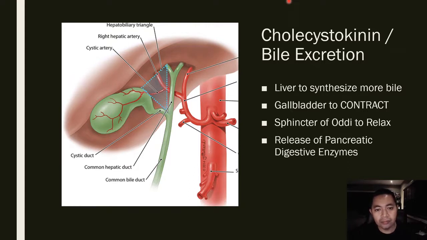Cholecystokinin causes the following effects. It stimulates the liver to synthesize more bile. It stimulates the gallbladder to contract, the sphincter of Oddi to relax, and it is the primary stimulus for release of pancreatic digestive enzymes.